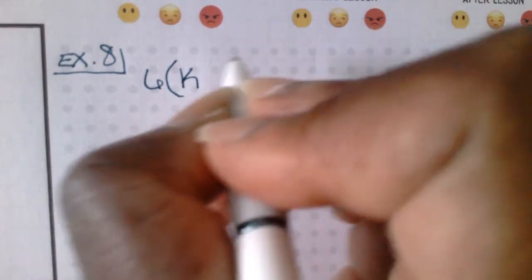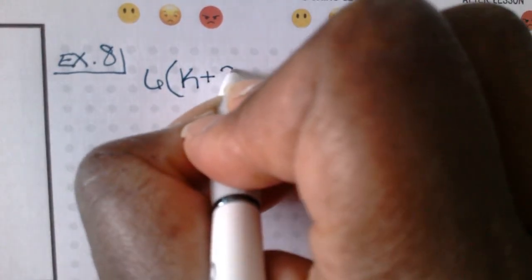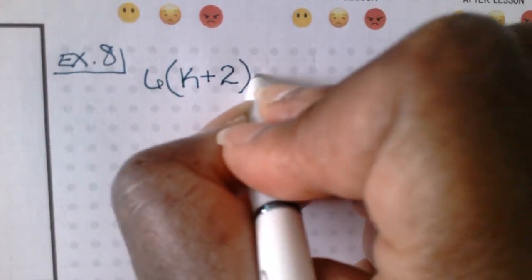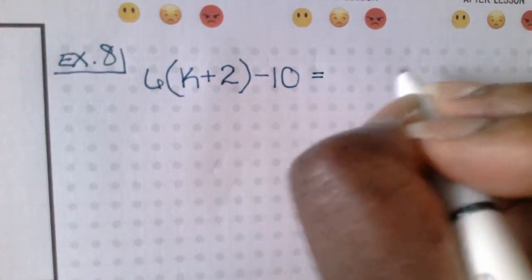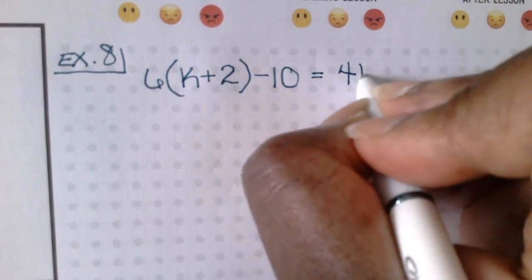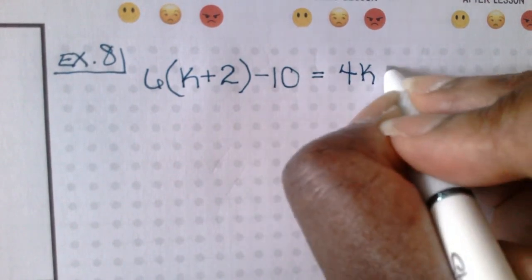All right, so we have 6 times (k plus 2) minus 10 equals 4k plus 2.